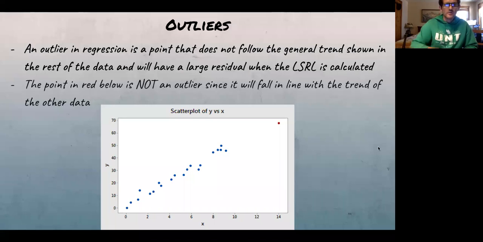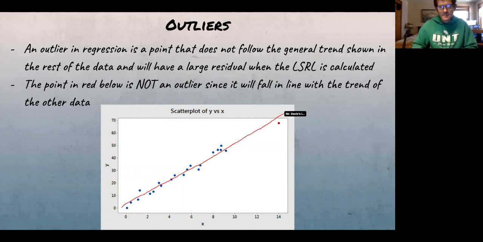So according to this definition, I would say this red point is not an outlier. It is in the general trend. Like we were talking about before, that trend line was already right there. This is not out of line with it, so it's not an outlier, even though it's really far away.